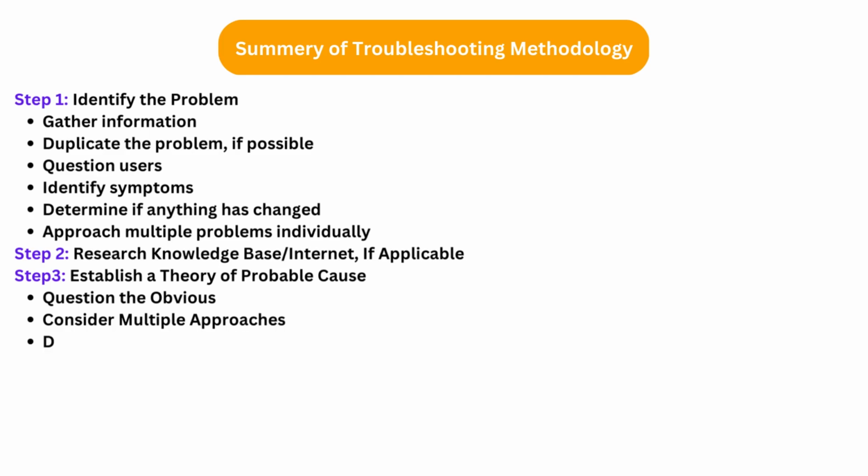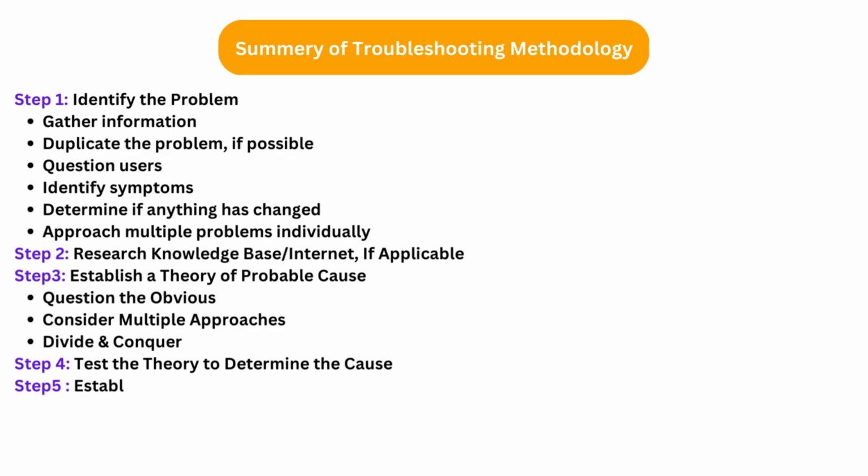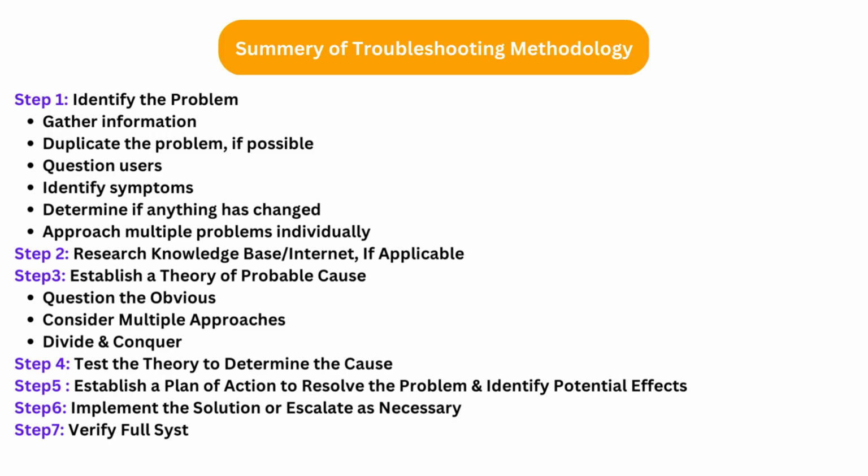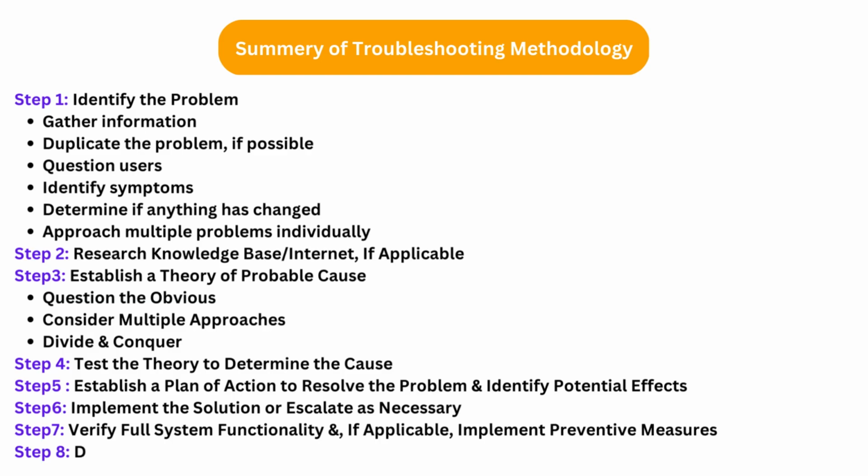Question the obvious. Consider multiple approaches. Divide and conquer. Step 4. Test the theory to determine the cause. Step 5. Establish a plan of action to resolve the problem and identify potential effects. Step 6. Implement the solution or escalate as necessary. Step 7. Verify full system functionality and, if applicable, implement preventive measures. Step 8. Document findings, lessons learned, actions, and outcomes.